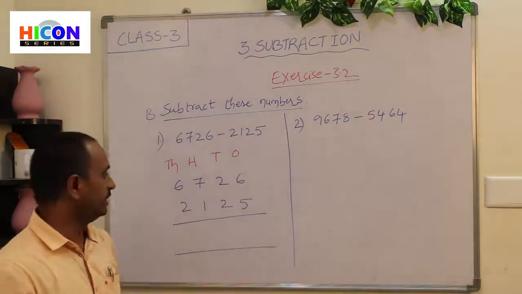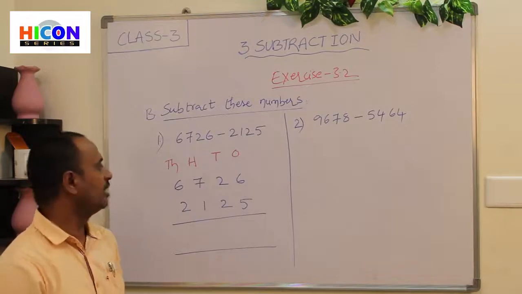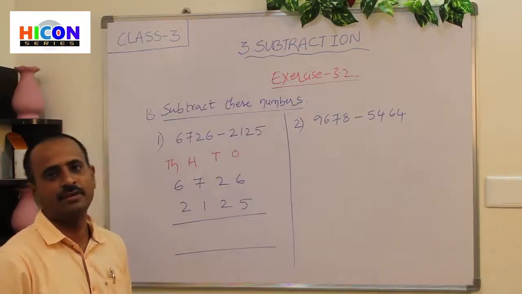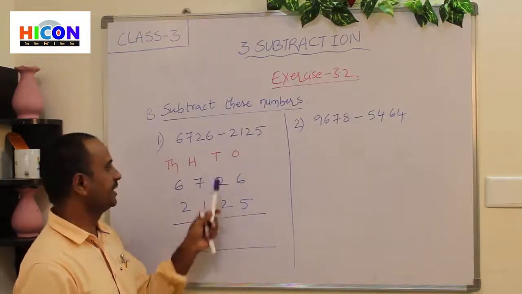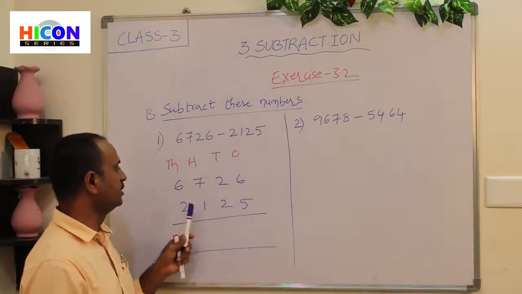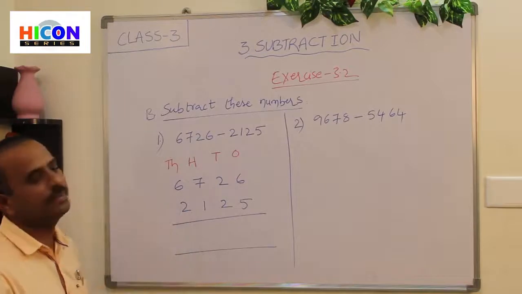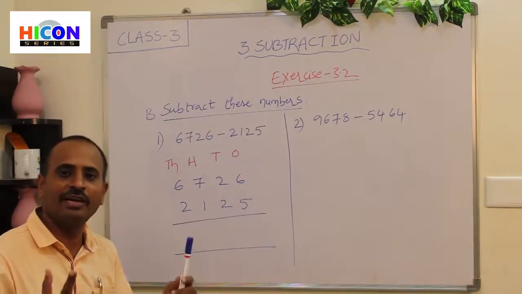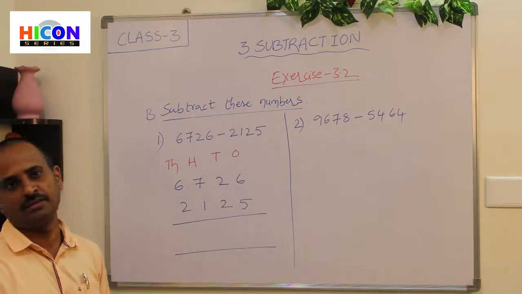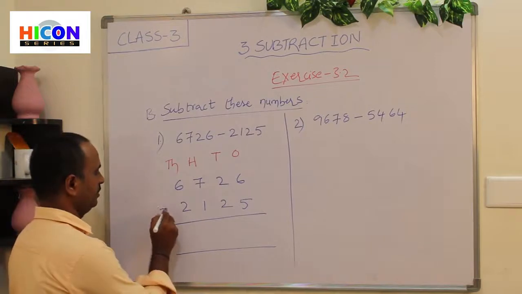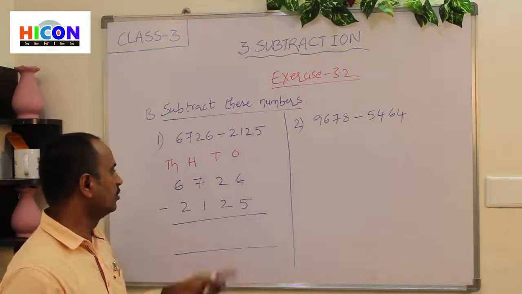So children, in this way first we have to arrange the 2 numbers one below the other and also in their corresponding places. That means ones digit should be written under ones place, tens digit under tens place, hundreds digit under hundreds place, and thousands digit under thousands place. So in this way, first we arrange the 2 numbers one below the other at their corresponding places. Now do the subtraction. We have already practiced this subtraction in the previous section.